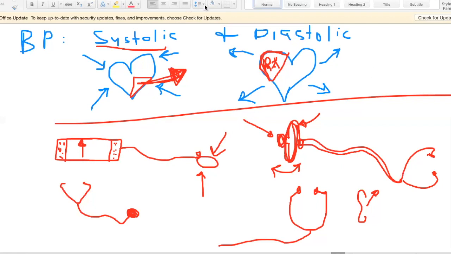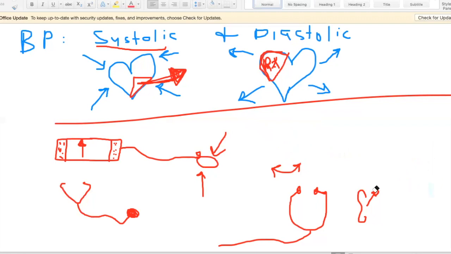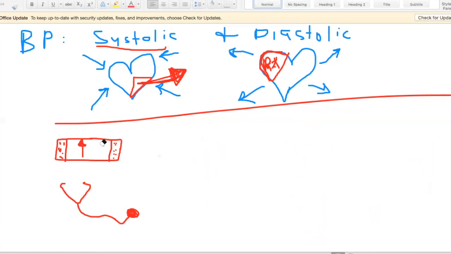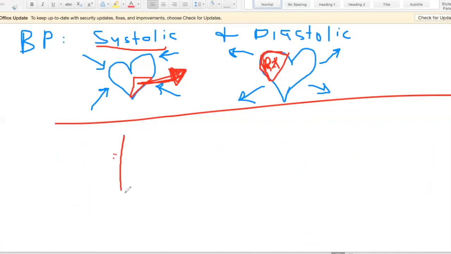All right, let me erase a little bit of this stuff to make it easier to understand. So these are the pieces: we have the stethoscope and the sphygmomanometer. And what you're going to do is take, let's go like this, this is your arm, this is your hand, and this is your bicep. Let me think about the best way to explain this to you. All right, let me just try to draw it differently.